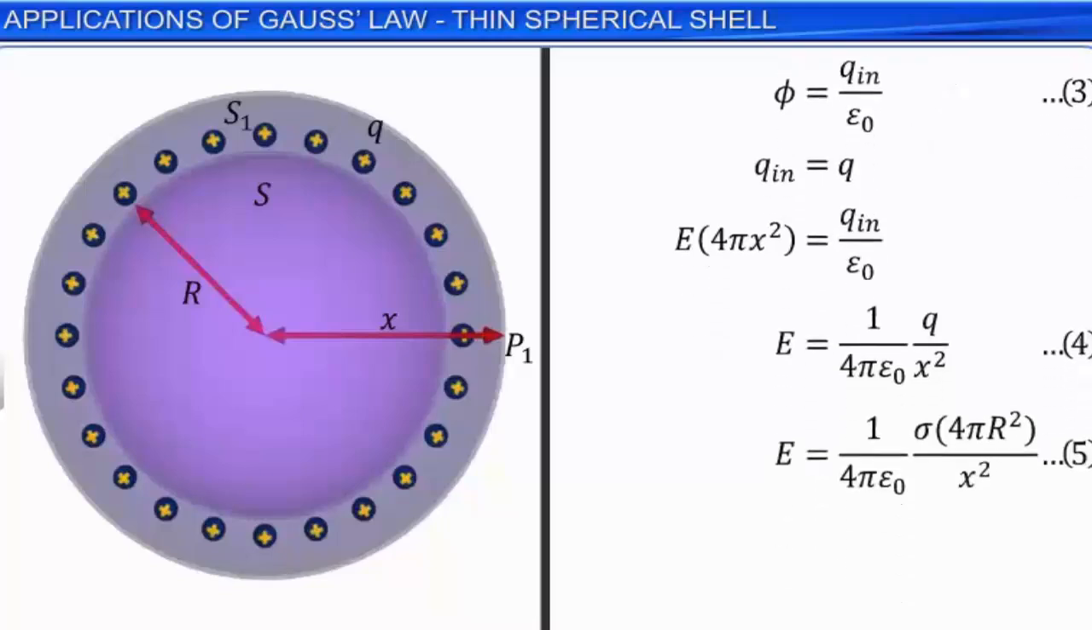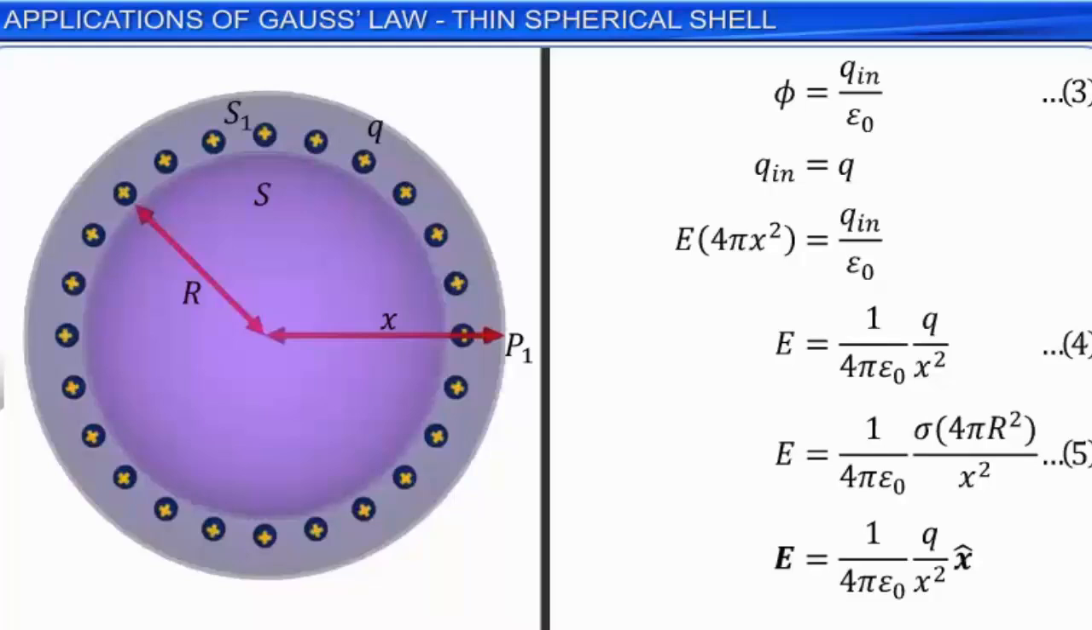The electric field strength E can be expressed in vector form as E is equal to 1 by 4 pi epsilon naught q by x square into x cap, where x cap is the unit vector along the radius vector and directed away from the charged spherical shell. If the charge q is greater than 0, the electric field is directed outward from the center of the shell, which implies it is positive.